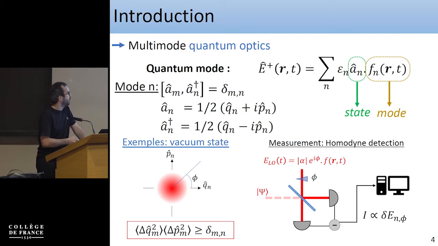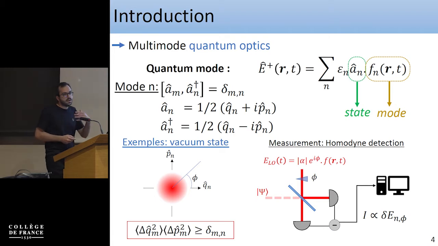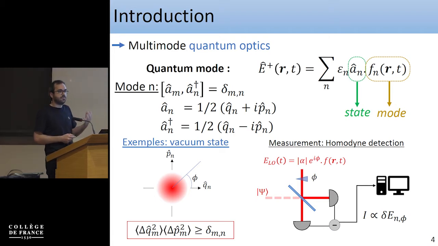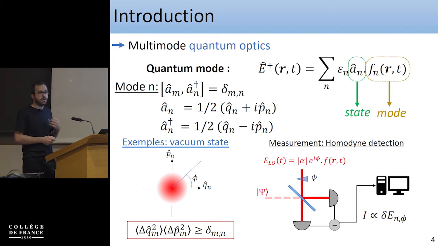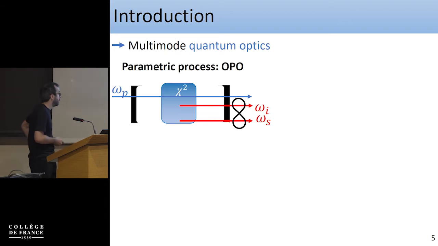And here it also depends on phi, which is the phase of my local oscillator, and which is the angle here. So during the measurement, when I'm scanning the phase of my local oscillator, I will actually do a tomography of my state. But this is the vacuum state.